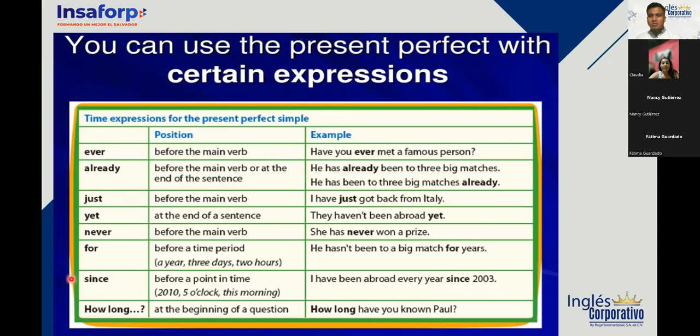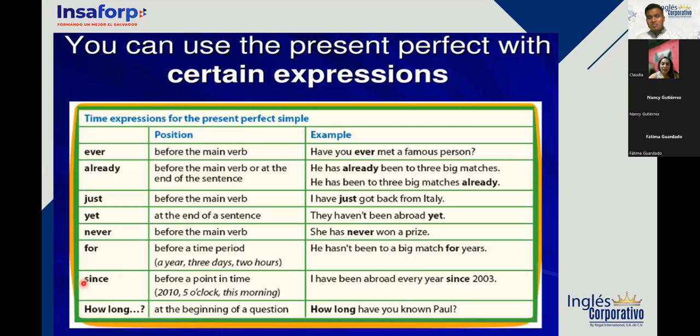Every single time when we teach these time expressions, the majority of students always pronounce it like signs. I don't know why, but that's not the pronunciation. The pronunciation is since, okay? Since, keep it in mind.